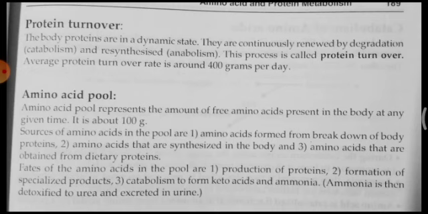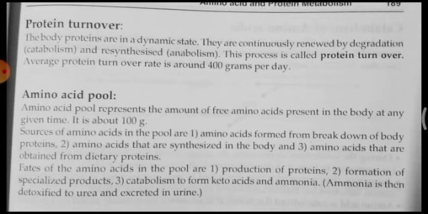Whatever the money that is earned is spent for various purposes. Similarly, protein turnover also occurs in the same way. Whatever protein we take is utilized by the body for various processes. So that is the usage of protein and consumption of protein. So consumption of proteins is also used in the body. Hence, it is called protein turnover. Average protein turnover in a person is 400 grams per day.